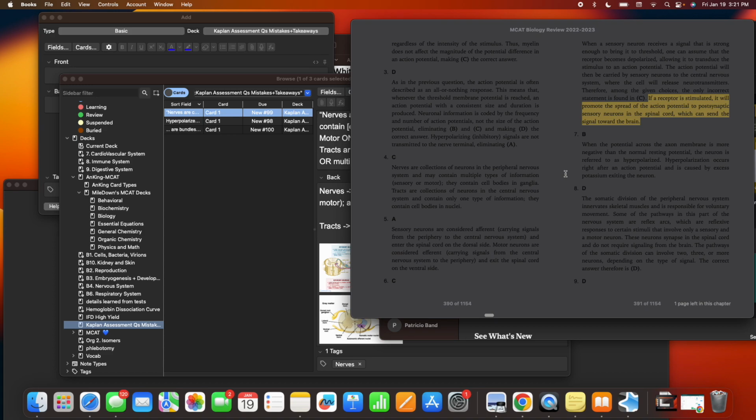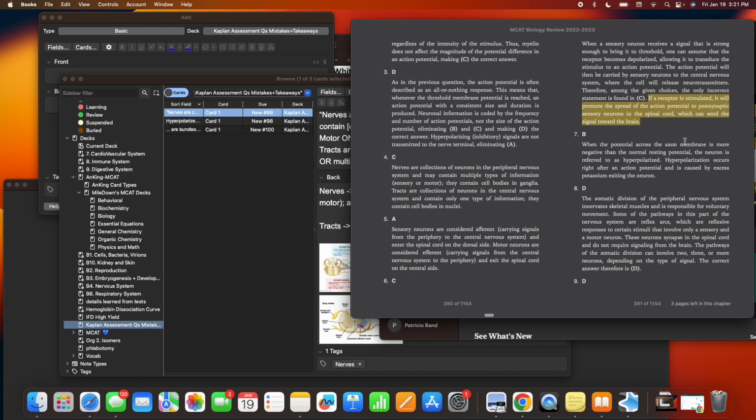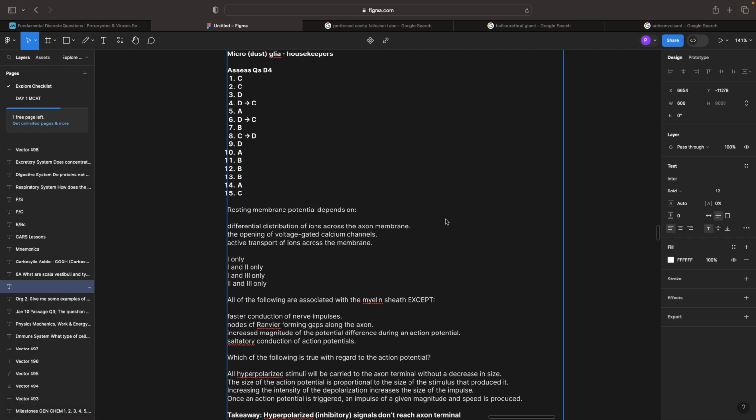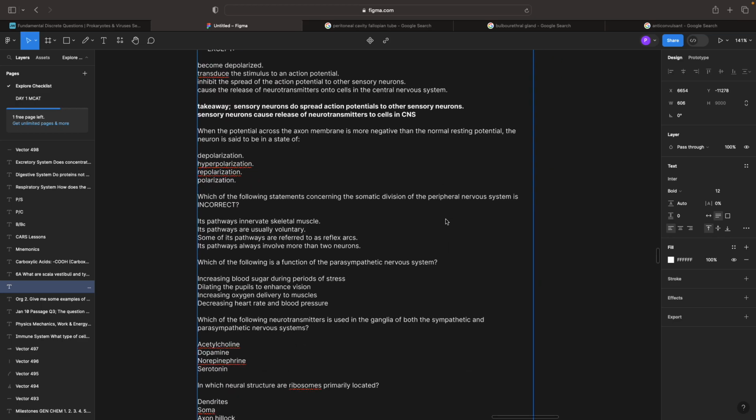When the potential across the axon membrane is more negative than the normal resting potential, the neuron is referred to as hyperpolarized. Hyperpolarization occurs right after the action potential and is caused by excess potassium exiting the neuron. Amazing. Then we have the next question. I think this is the third and last question we answered incorrectly. Yes, we chose C. It was D.